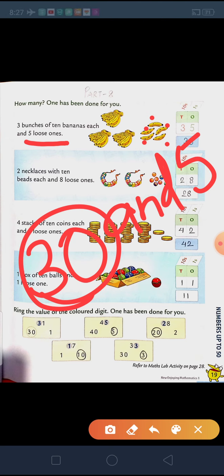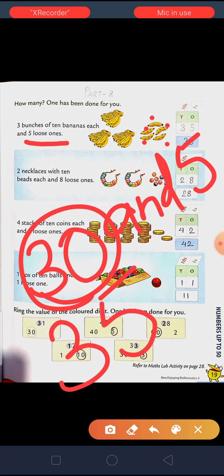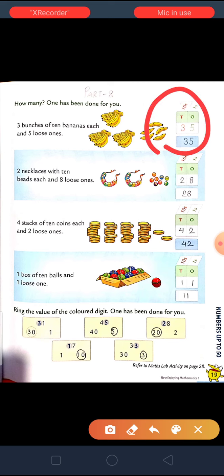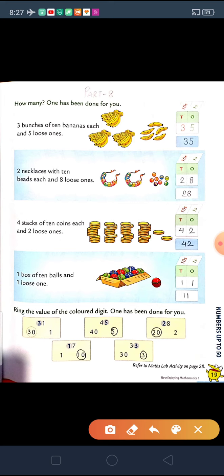So 30 means on tens place, so we will write 3, and 5 on ones place we will write 5. So total how many bananas are there? 35 bananas. So like this you have to write. In tens column you have to write 3 and in ones column you have to write 5. Again in the blue box you have to write total 35.